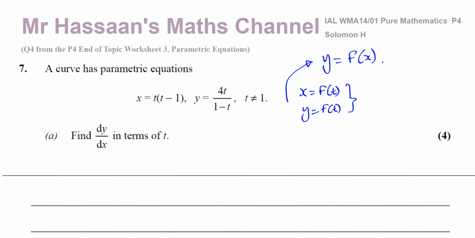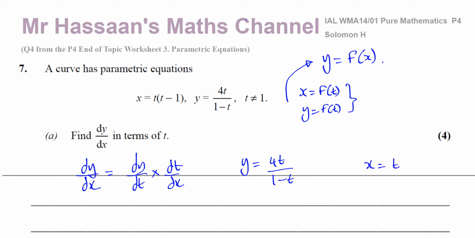So the chain rule is basically where our objective is to find dy/dx, as they asked us to do. What we can do is find dy/dt and multiply that by dt/dx, and that leaves us with dy/dx. So we take our function y equals 4t over 1 minus t, and x equals t, I'll just expand this, t squared minus t, and I can find dy/dt and dx/dt. I'll find dx/dt and then use its reciprocal to multiply with dy/dt.